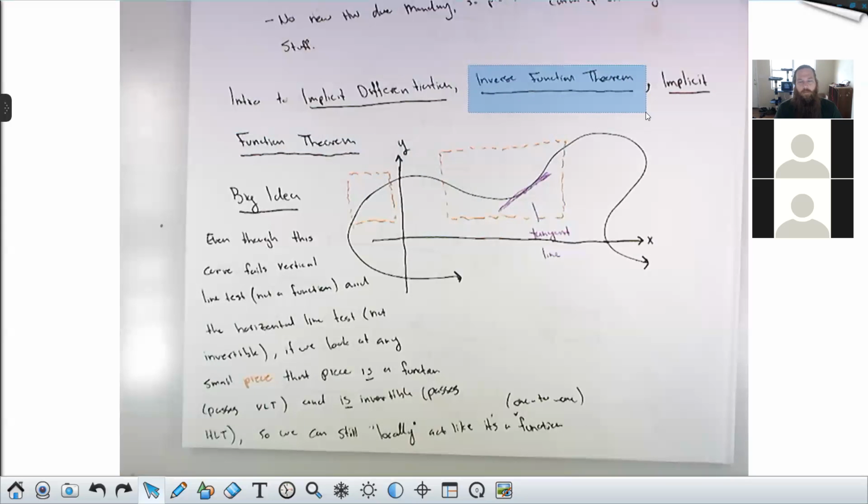The inverse function theorem tells us exactly when we can zoom in and get a one-to-one piece. And the implicit function theorem tells us exactly when we can zoom in and get a piece that passes the vertical line test. Now, you guys aren't going to be responsible for the hypotheses of those theorems. They're fairly complicated.